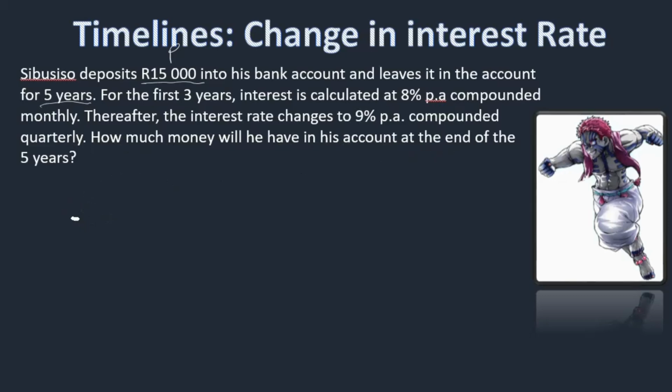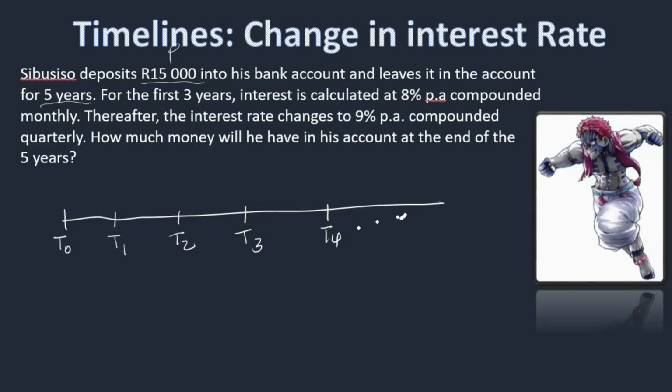So here's what you do here. You create a number line. And on this number line, this is year 0. And then this is year 1. Usually we use T's here, right? T0, T1, T2, T3, T4, T5. This is the end of year number 5.